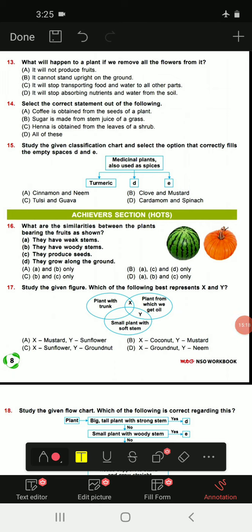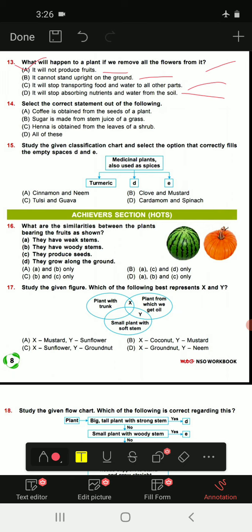What will happen to a plant if we remove all the flowers from it? Option A is it will not produce fruits. Option B, it cannot stand upright on the ground. Option C, it will stop transporting food and water to all other parts. And last option is it will stop absorbing nutrients and water from the soil. Which option is correct? Option A, that is, it will not produce fruits.